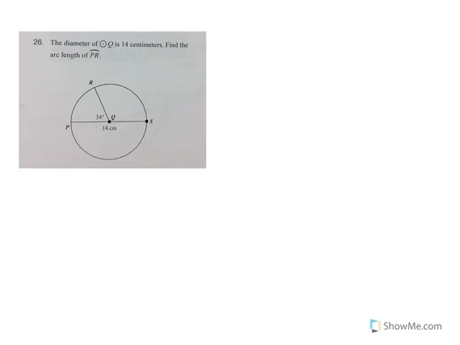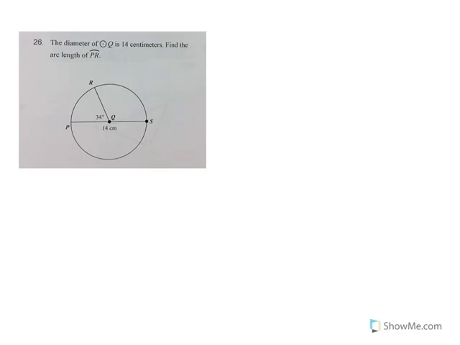26. The diameter of circle Q is 14 centimeters. Find the arc length of PR. Okay, so there's two different ways you can actually do this. You can either use the arc length formula, or you can set this up as a proportion. We'll do it both ways.